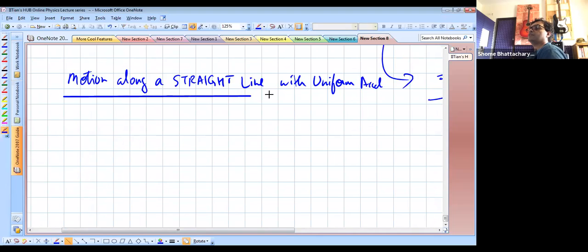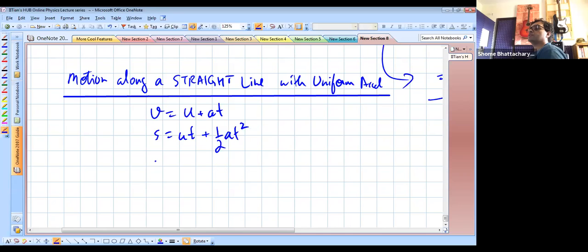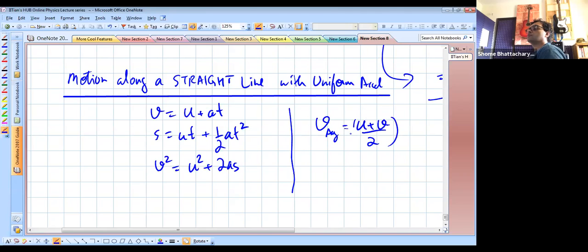So as an application of that today, we saw all these formulae related to it. Okay, we saw that v is equal to u plus at, s is equal to ut plus half at square, v square is equal to u square plus 2as. These are the standard ones. And we saw a couple of other ones also, that average velocity is equal to (u plus v) by 2, and that displacement can also be written as average velocity multiplied by time.